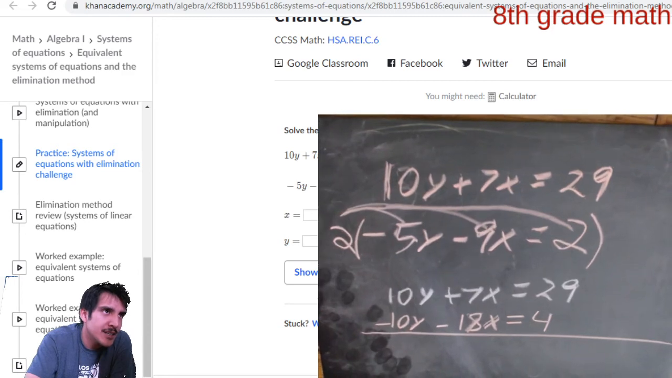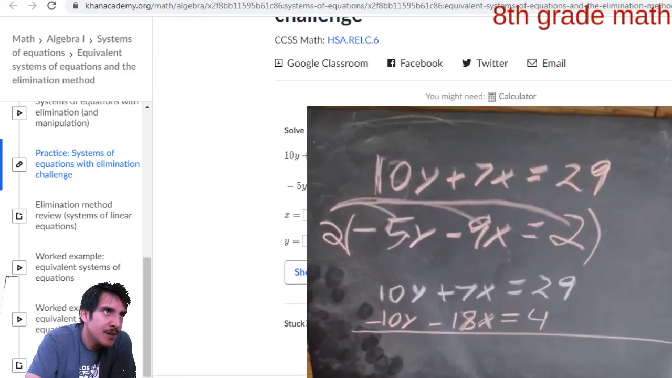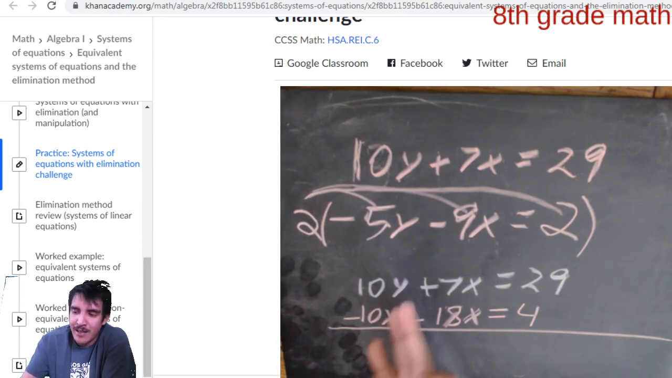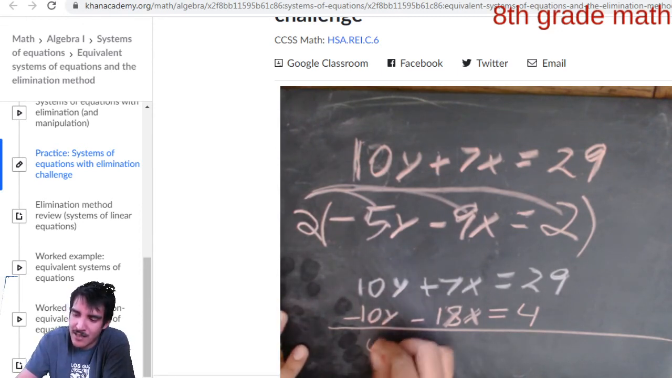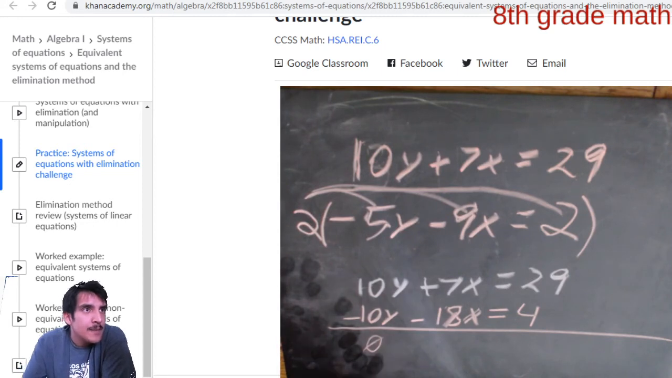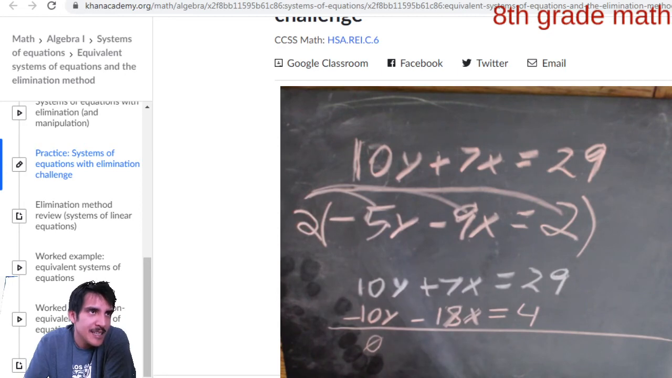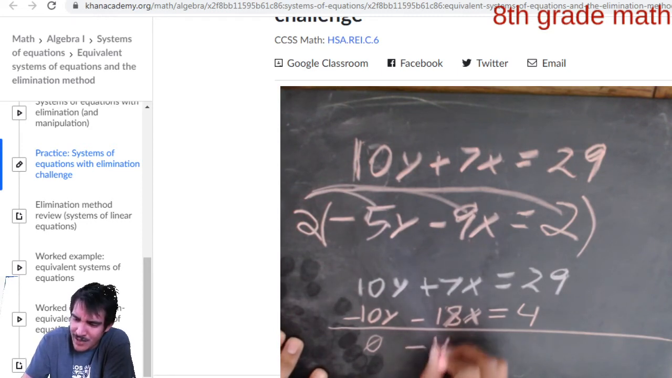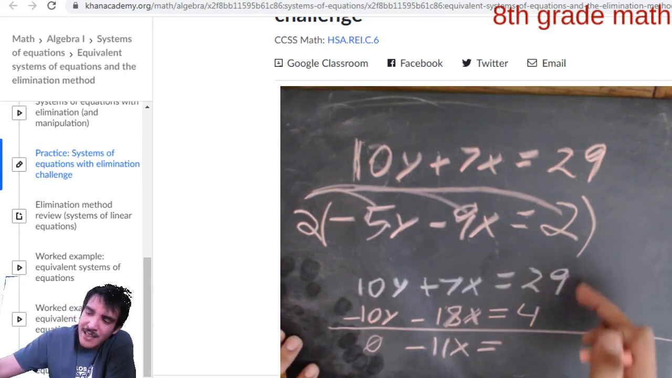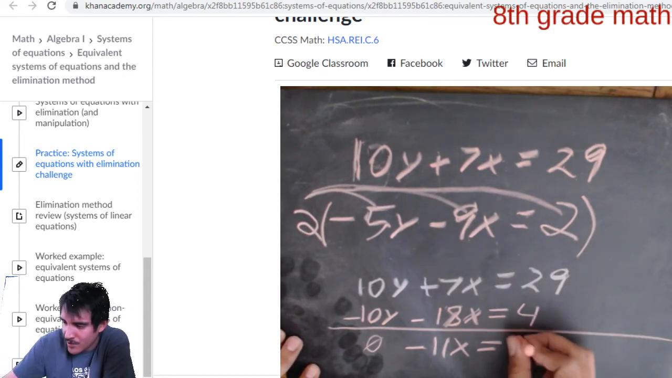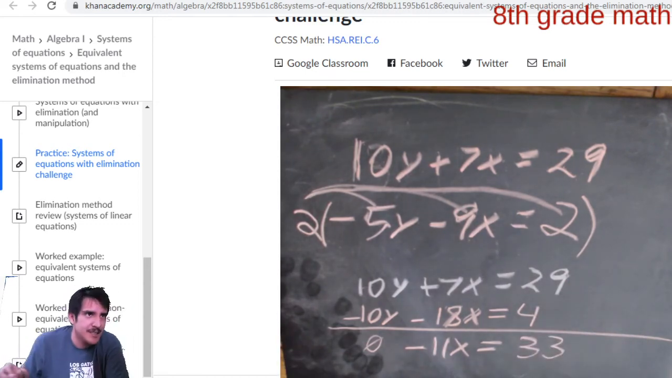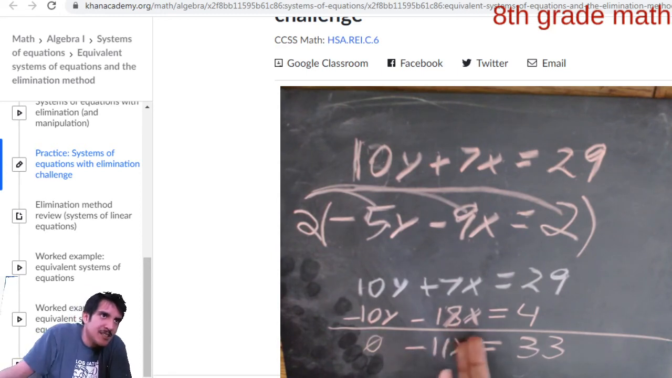Let's try to solve the first variable. Just add everything. 10y plus negative 10y is 0. Those cancel out. Then we have plus 7x minus 18x. 7 minus 18 is going to be a negative number. If you use your calculator or your mind, you will get negative 11x. Equals, let's add these two now. 29 plus 4 is 33. That makes sense. Now we just need to solve for x.